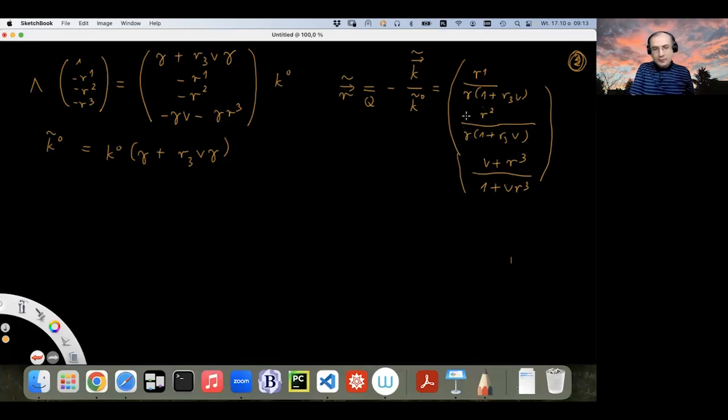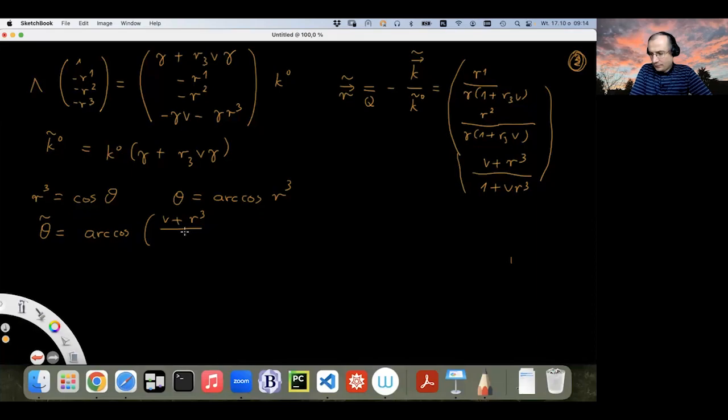So let's try to parameterize things a little differently. We introduce the angle theta as simply the angle between the z-axis and our source. And therefore, theta is equal to arccos r3, or z. And now let's see what happens. So theta in the new coordinate frame is obviously arccos of v plus r3 divided by 1 plus v cos theta. Let's write this as cos theta.